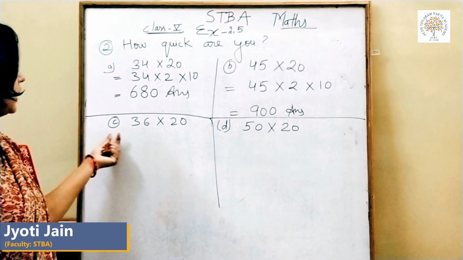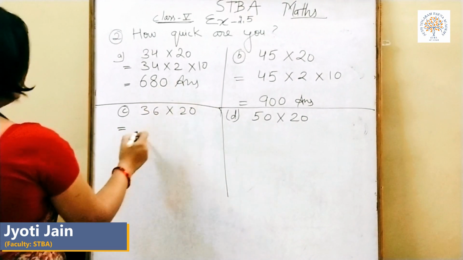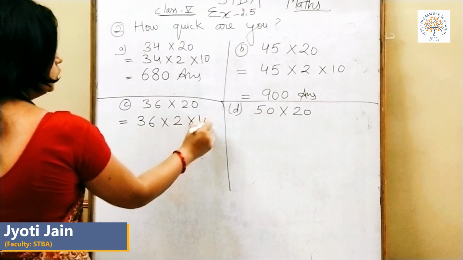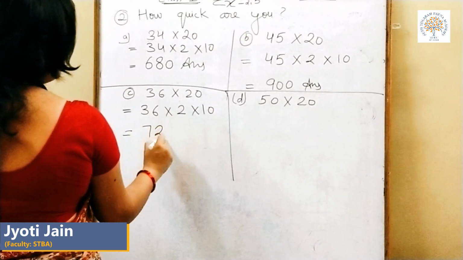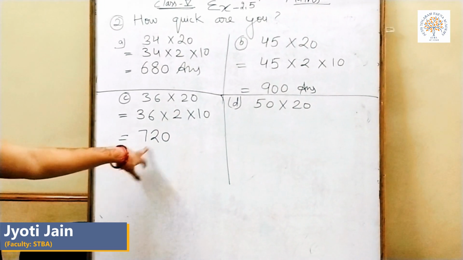Next is C part: 36 multiplied by 20. Just like the previous one, 20 is 2 into 10. So 36 2s are 72, followed by 1 zero. So the answer is 720.